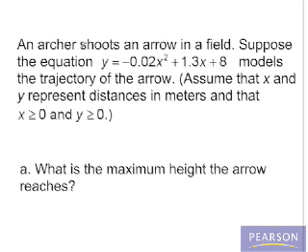An archer shoots an arrow in a field. Suppose the equation y equals negative 0.02x squared plus 1.3x plus 8 models the trajectory of the arrow.